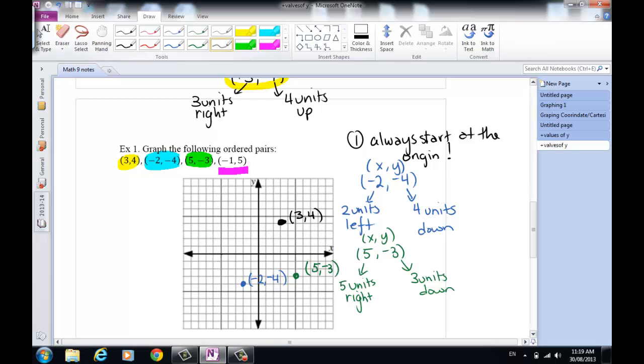Alright, the last one. I'll do it with gray. So we have -1, 5. So remember, it's x and then y. It's always in alphabetical order. 1 unit, and it's negative, so we're going to the left. 5 units, and it's positive, it's y, therefore we're going up. So we start at our origin, and I'm going to count 1 unit to the left. And then I'm going to go up 5. 1, 2, 3, 4, 5. And I put in my point, and I'm labeling it, and I'm erasing this, and we're done.